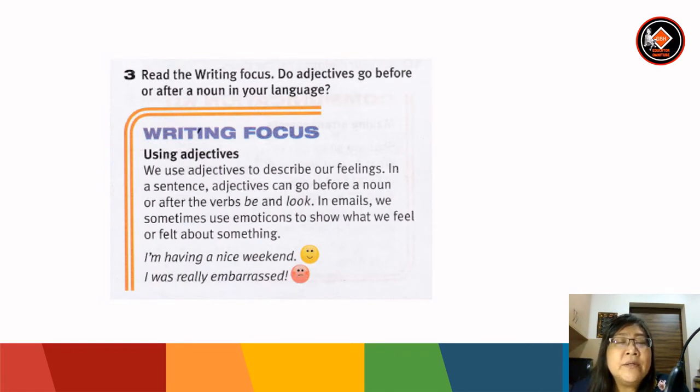For exercise 3, read the writing focus. Do adjectives go before or after a noun in your language? Writing focus. Using adjectives. We use adjectives to describe our feelings. In a sentence, adjectives can go before a noun or after the verbs be and look. In emails, we sometimes use emoticons to show what we feel or felt about something. For example, I'm having a nice weekend. So you use the emoticon of being happy. Or you can say, I was really embarrassed.